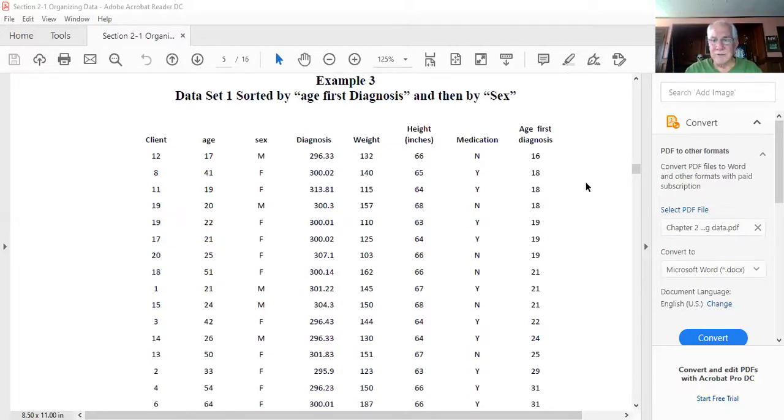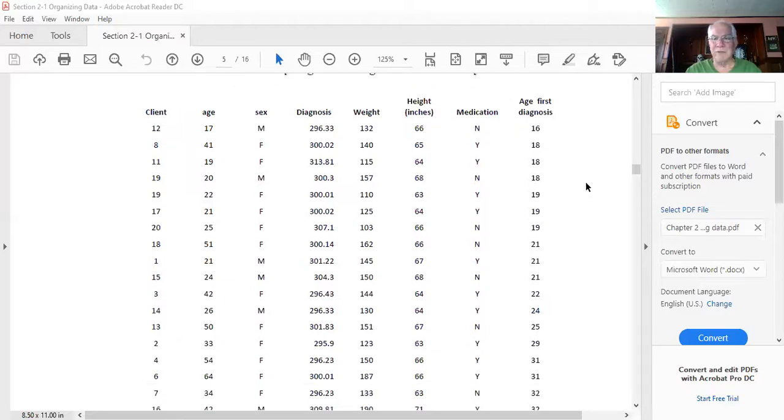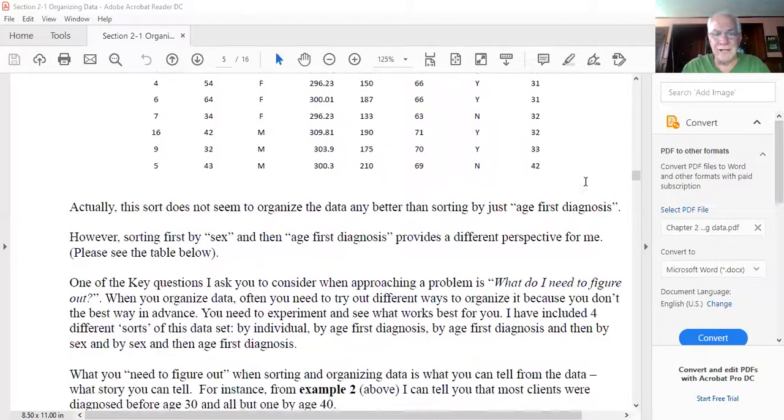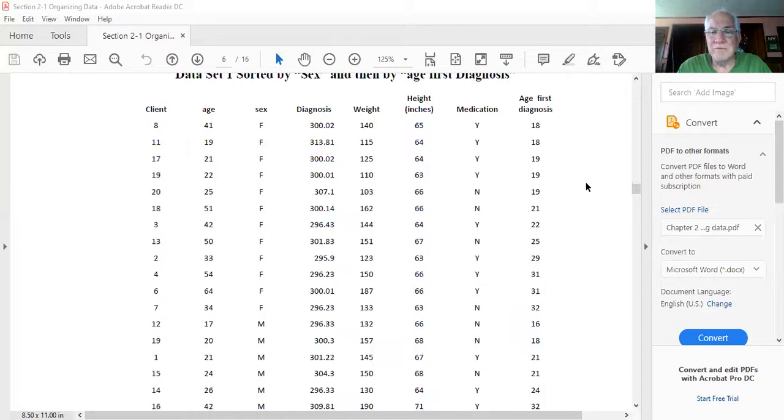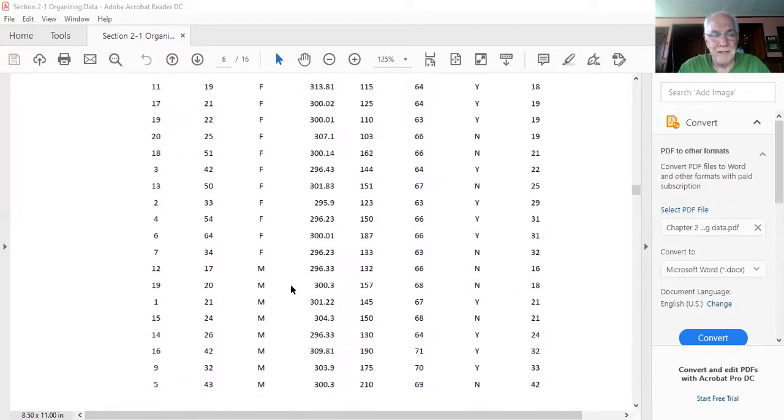I can tell you truthfully, I end up sorting 2 or 3 ways before I finally say, oh, that's helpful. For instance, I think here, sorting first by sex and then age at first diagnosis is more useful, because then I have all the females together and all the males together. In Excel, I could go in here and insert a row here and then figure out the average.